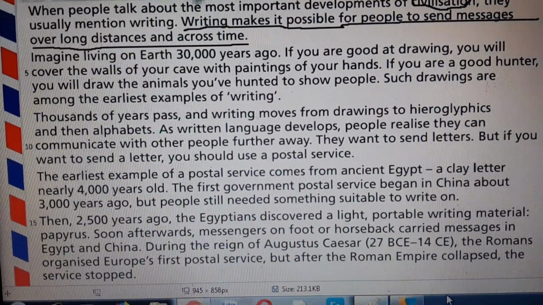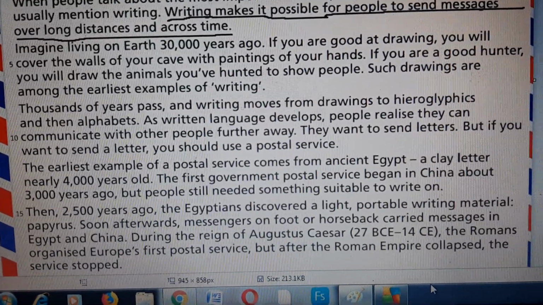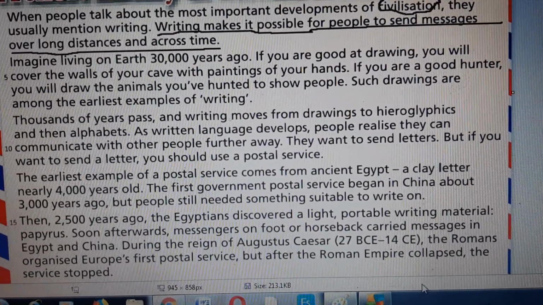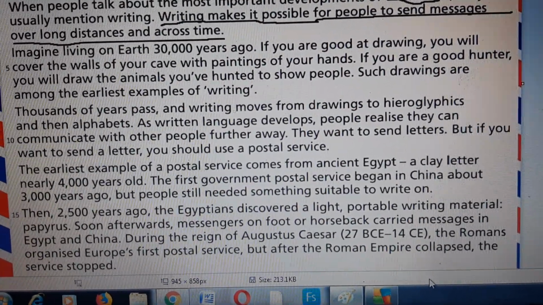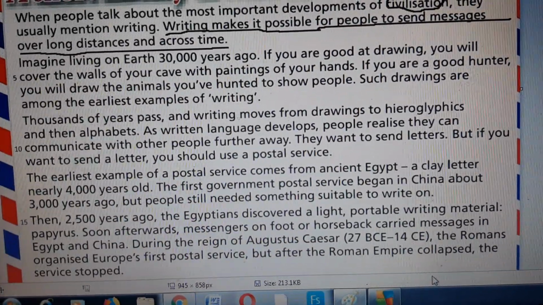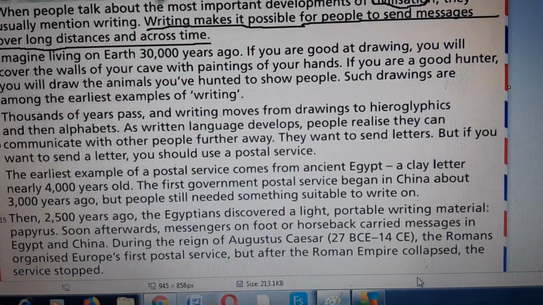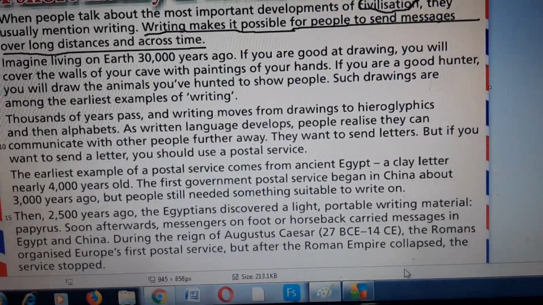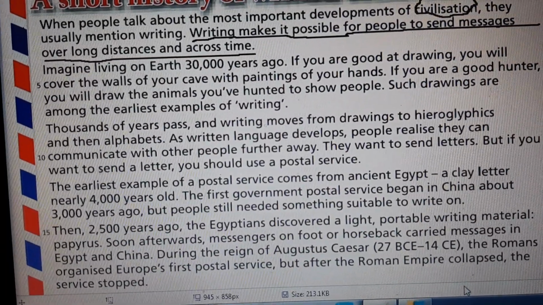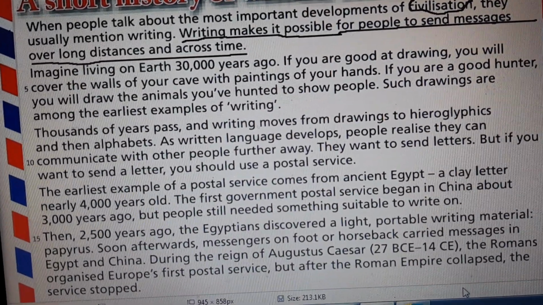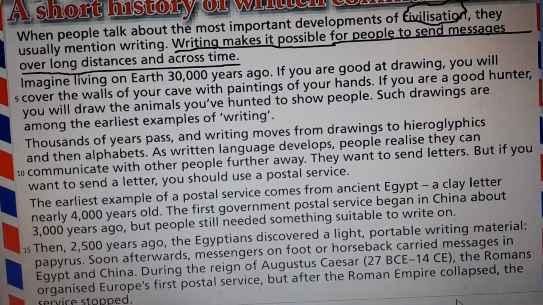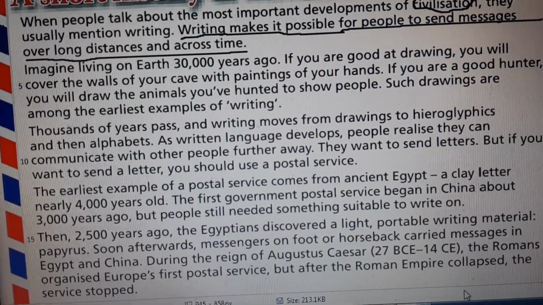The next paragraph: The earliest example of postal service comes from ancient Egypt, a clay letter nearly 4,000 years old. The first government postal service began in China about 3,000 years ago, but people still needed something suitable to write on. So the postal service started in Egypt, but the first government postal service began in China.